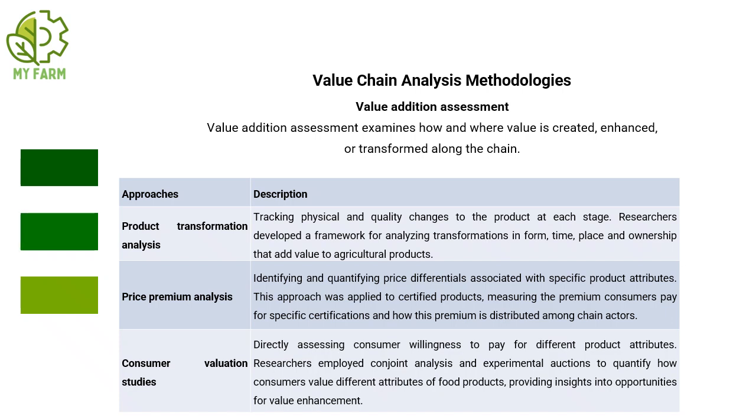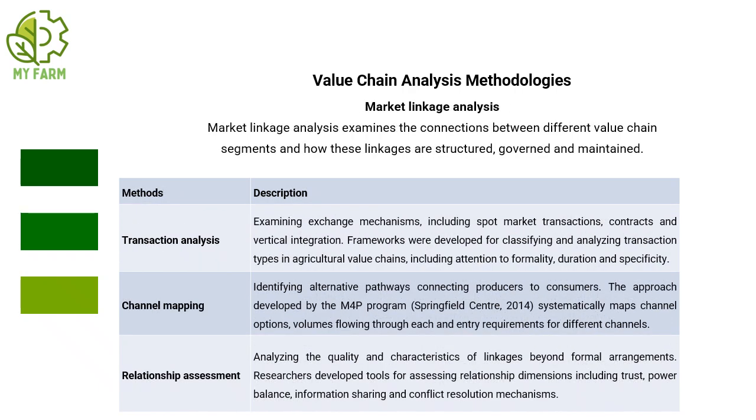Consumer valuation studies directly assess consumer willingness to pay for different product attributes. Researchers have employed sophisticated techniques like conjoint analysis and experimental auctions to quantify how consumers value different attributes of food products, providing crucial insights into opportunities for value enhancement. Market linkage analysis examines the connections between different value chain segments and how these linkages are structured, governed, and maintained. Understanding these connections is crucial for improving chain coordination.